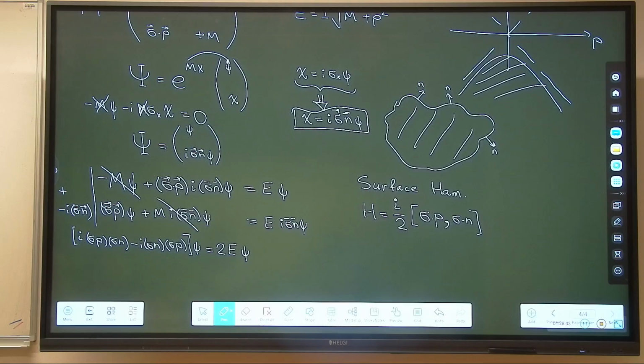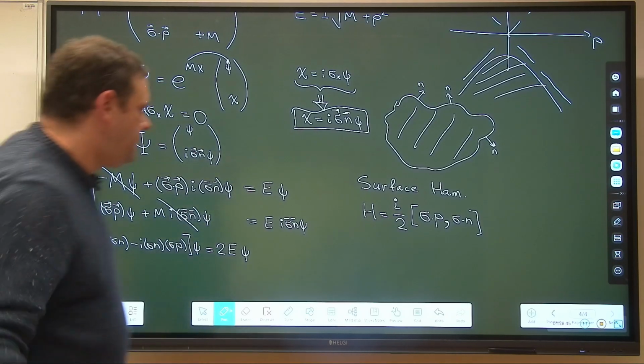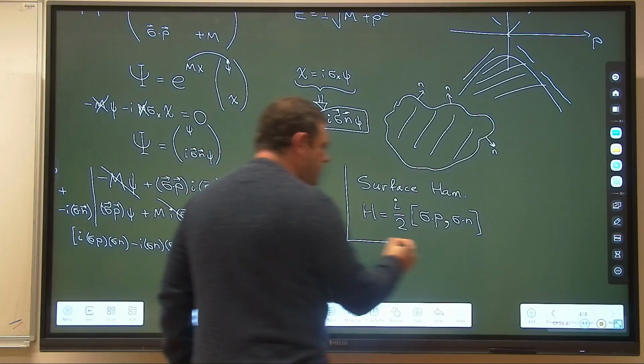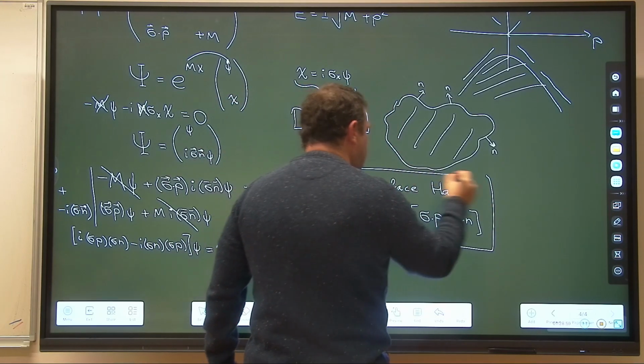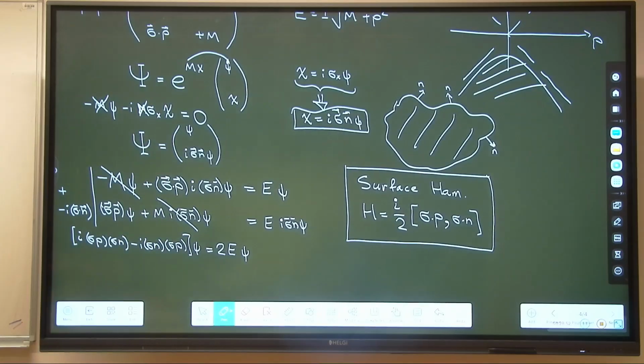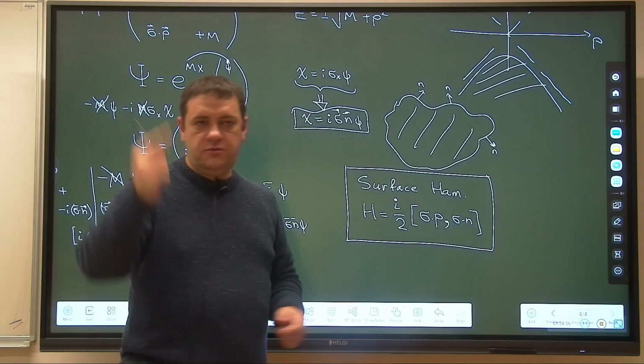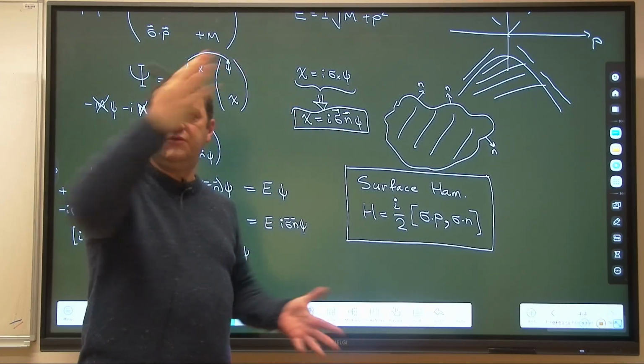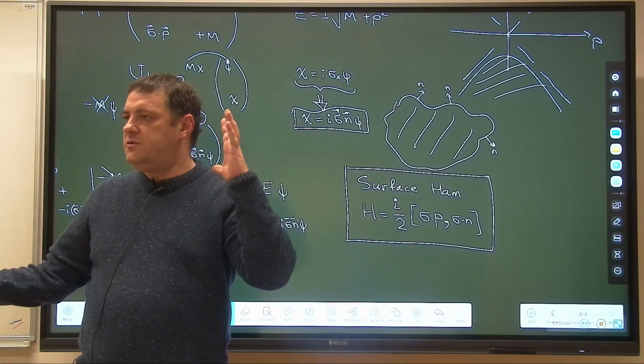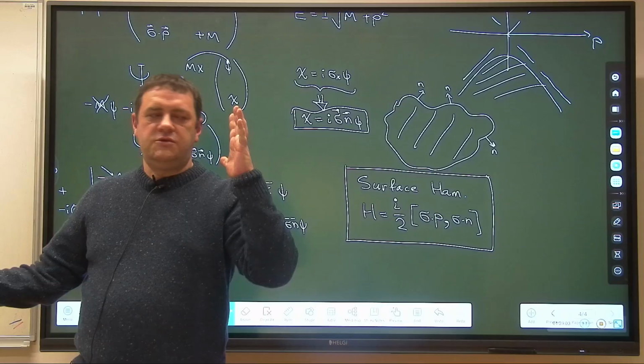Right. This is what I wanted to derive. And this is a very nice object because, look, p is a vector, a real vector. It rotates when you rotate your, what's the name for this?